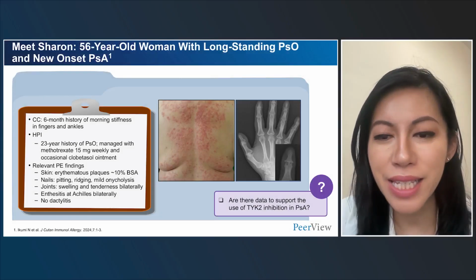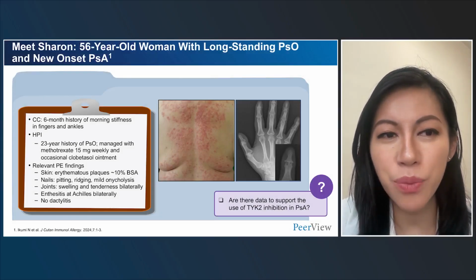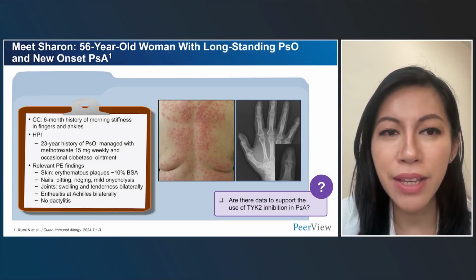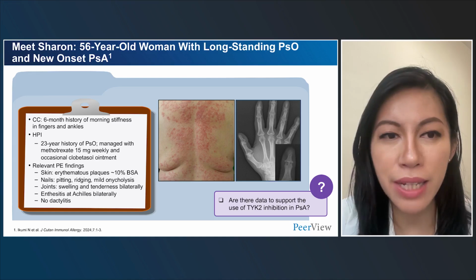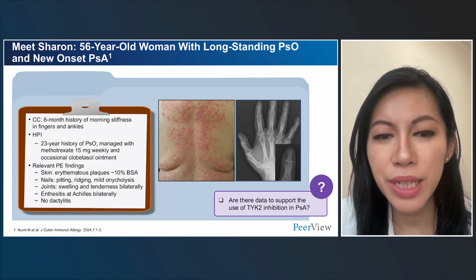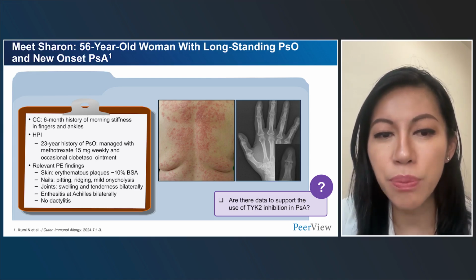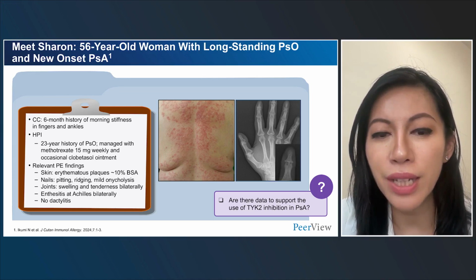Now, let's say goodbye to Tony and let's welcome our third patient, Sharon. So Sharon is a 56-year-old woman with long-standing psoriasis and new onset of PsA. So let's take a look at Sharon. You look at Sharon's images here. As you can see here, pretty significant involvement of the torso. Sharon also has nail pitting and onycholysis.